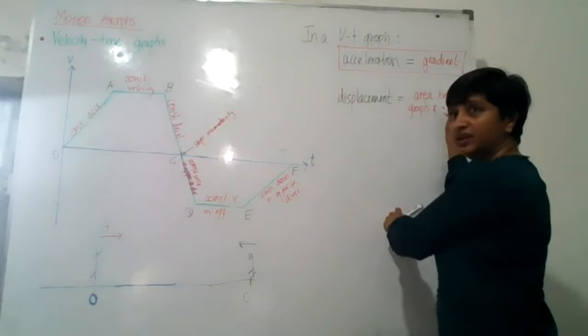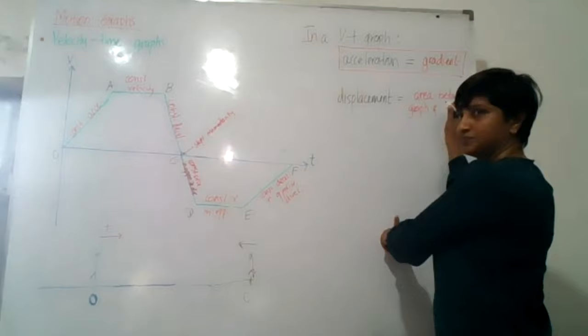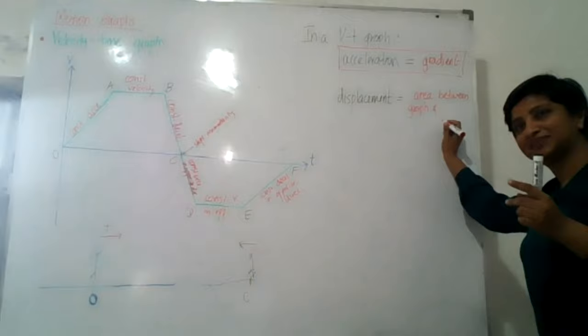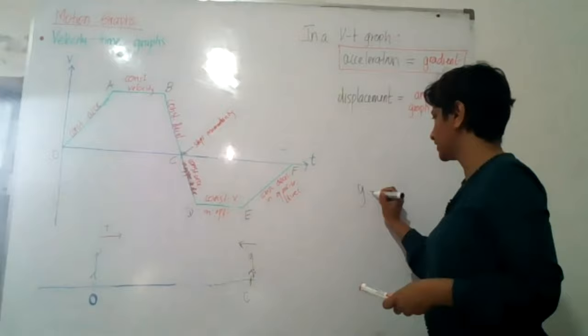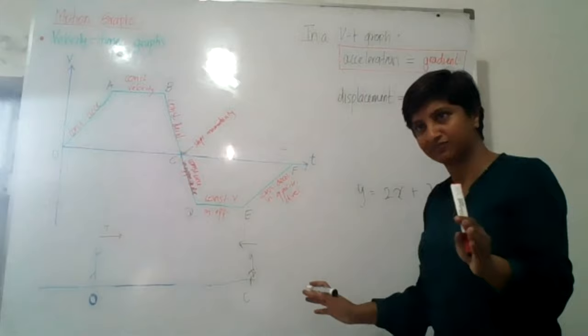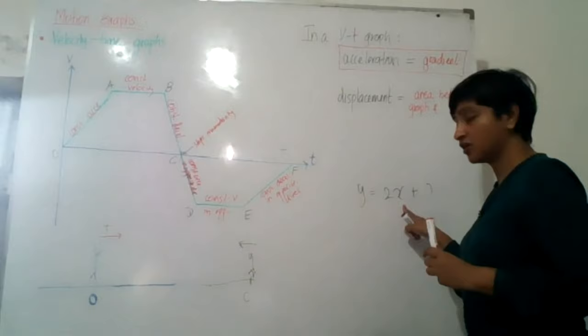Are there 3D graphs? Yeah, there are 3D graphs, of course. When you learn about functions like y equals 2x plus 3, that's a linear function, and the graph is a 2D graph. This has only one variable, y depends on only one variable.